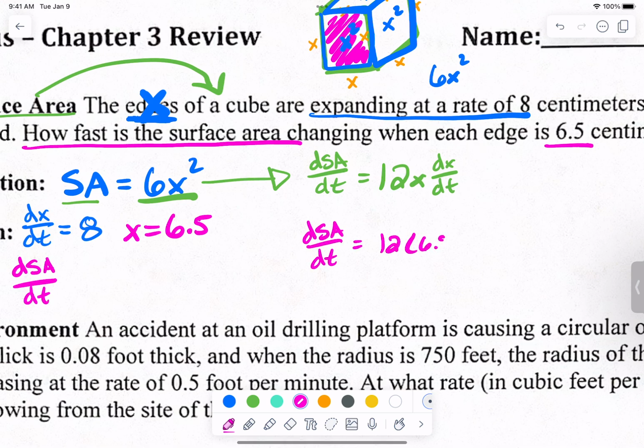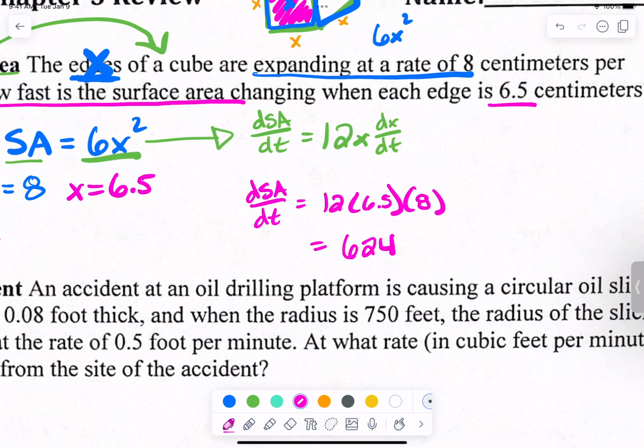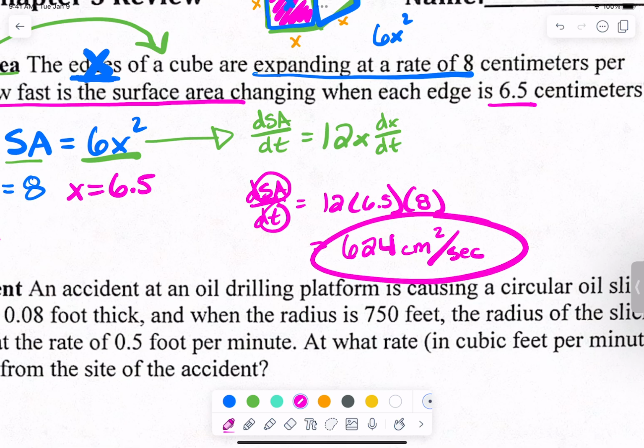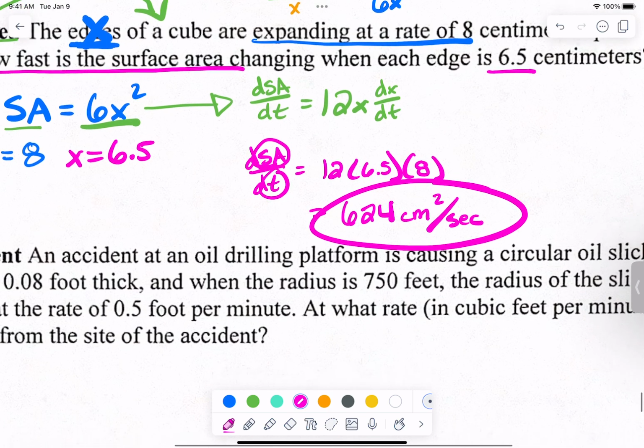12 times 8 is 96, times 6.5. I don't have my calculator out, and I don't want to do that in my head. 624. dSA/dt equals 624. Is it cubed centimeters per second, or is it square? Surface area is squared, so we're doing surface area per time. Centimeters squared per second. Bam! Mic drop. 624 square centimeters per second.